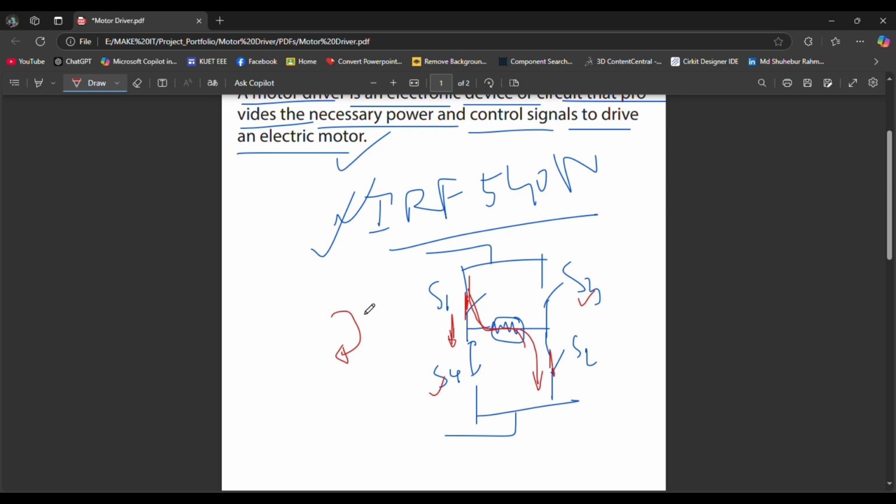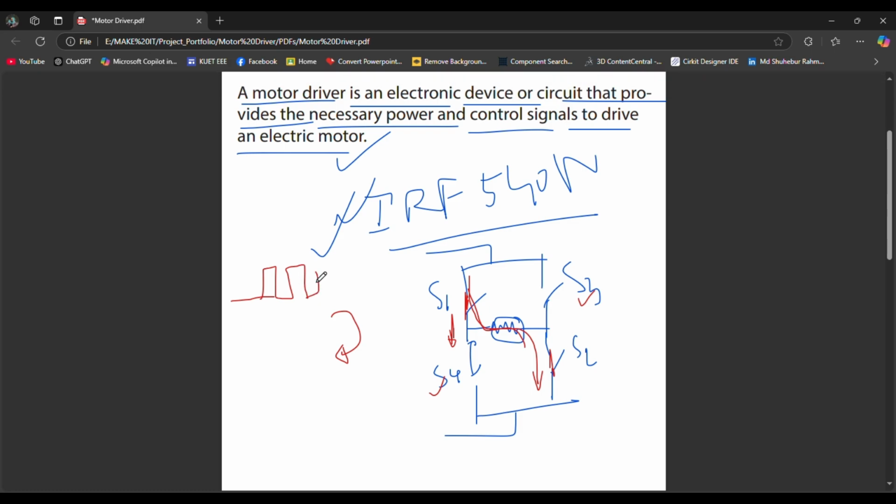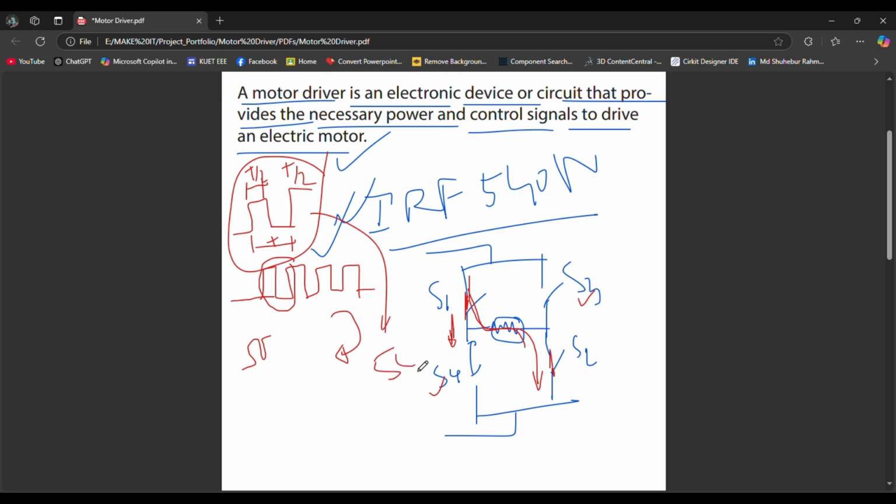And how can you control it? You can use a PWM signal. I won't talk in large detail about what a PWM signal is, but you can know that a PWM signal is something like this. It's a square wave, but you can change the pulse width. You can see that it has a time period T, and the on time is T by 2, and the off time is also T by 2. That means it has a duty cycle of 50%.